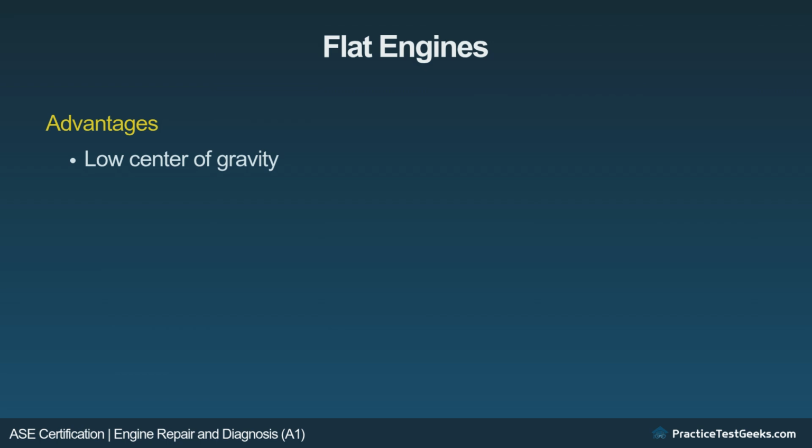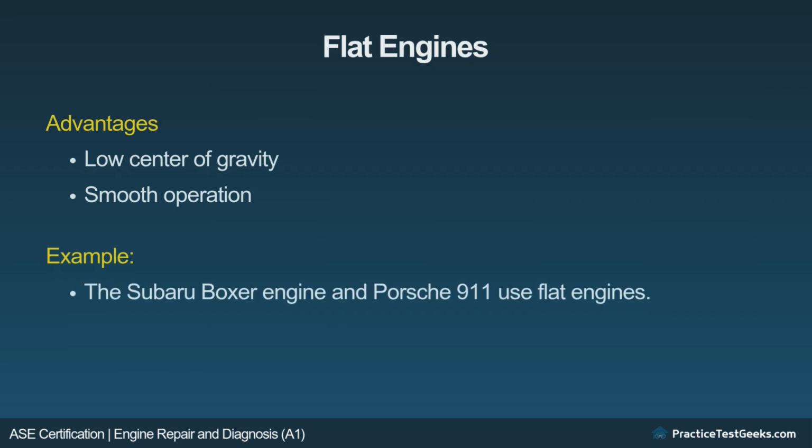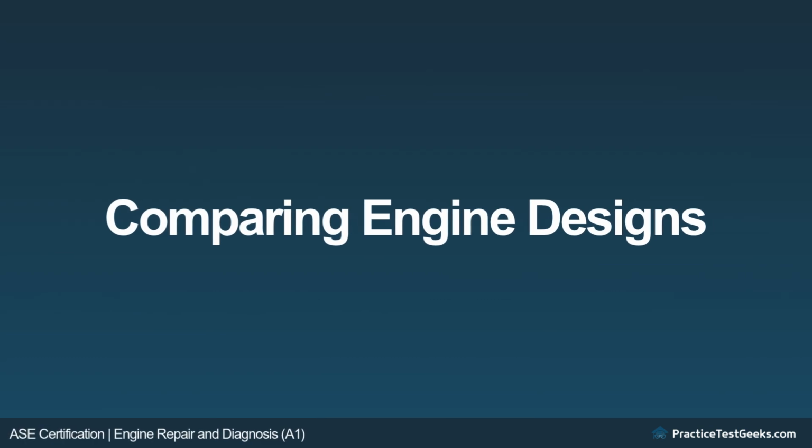Advantages: low center of gravity. The flat engine's design improves the handling and stability of the vehicle. Smooth operation. Flat engines are known for their smooth operation due to the opposing cylinders balancing each other out. Example: the Subaru Boxer engine and Porsche 911 use flat engines.